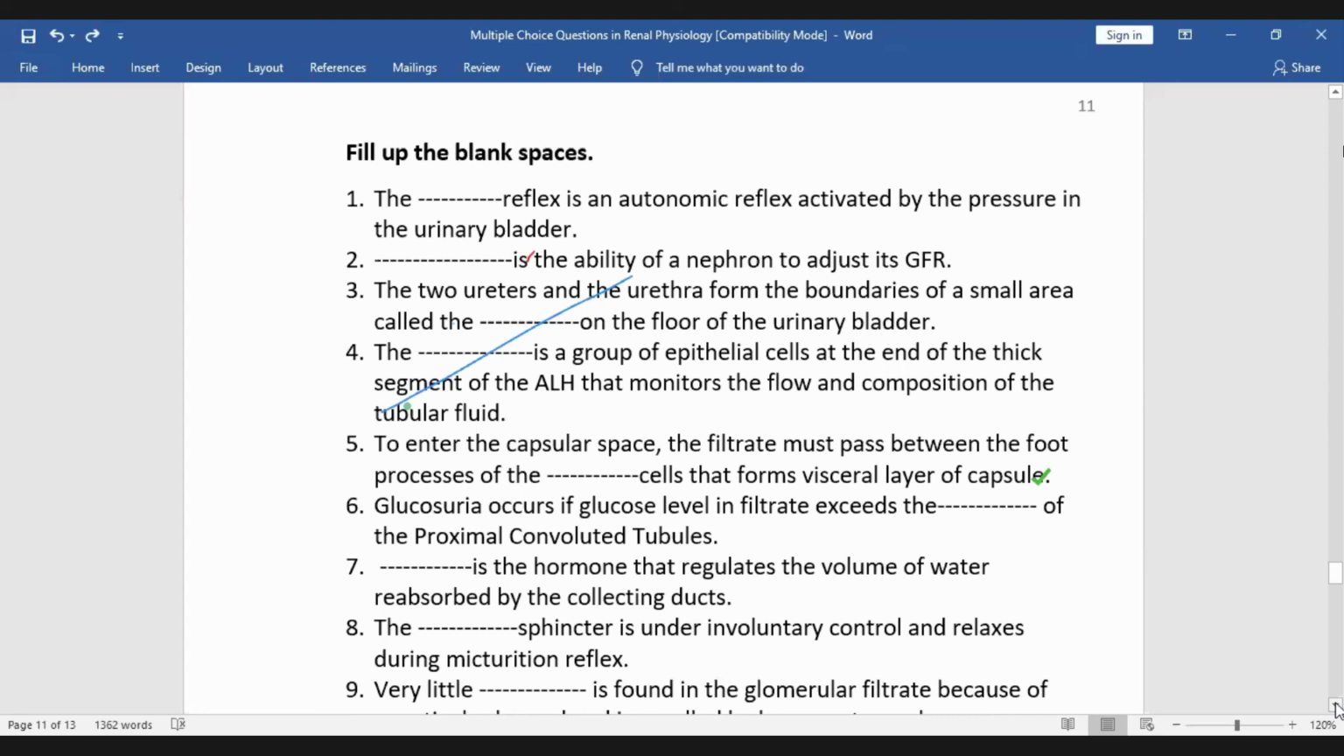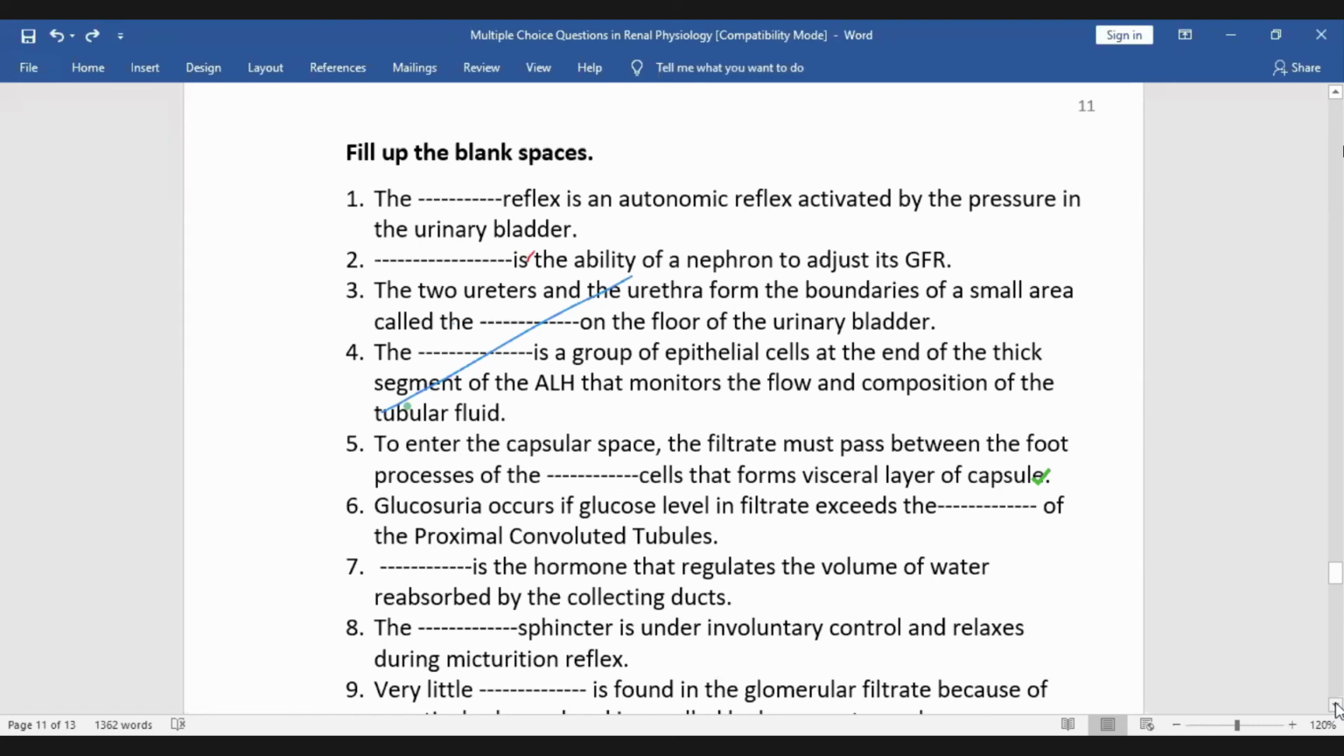To enter the capsular space, the filtrate must pass between the foot processes of the cells that form the visceral layer of the capsule. What are these cells? Podocytes. Glycosuria occurs if the glucose level in the filtrate exceeds the blank of the proximal convoluted tubule. T M what? I was talking to you about it in the first or second or third lecture, I don't remember. Something like TMG.